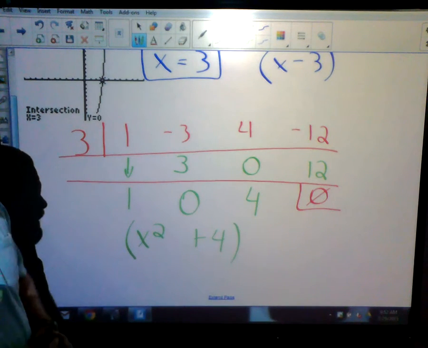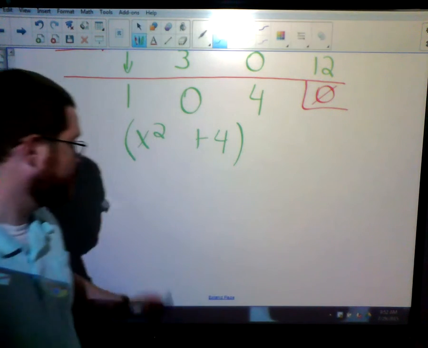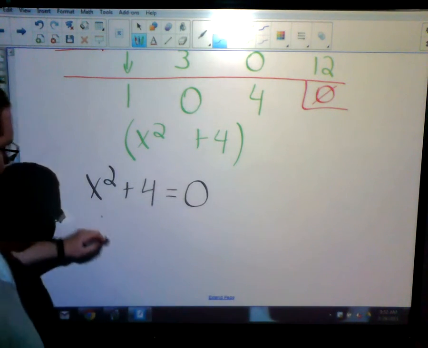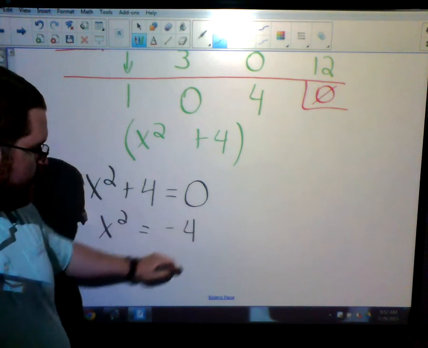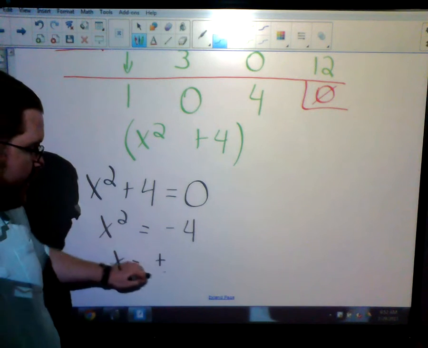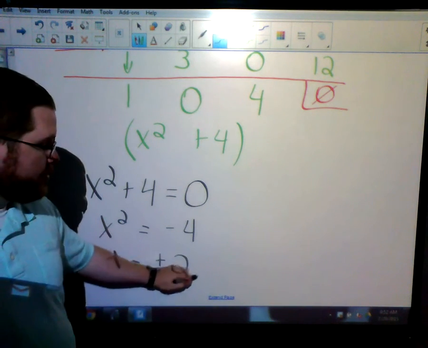But I didn't want your factors. I wanted you to solve it. This one's easy to solve. X squared plus 4 equals 0. X squared equals negative 4. X equals, if I take the square root of both sides, I get plus or minus the square root of 4, which is 2, but it's negative, so it's 2i.